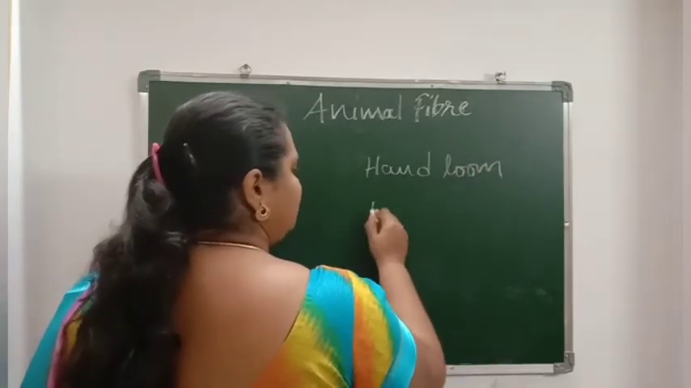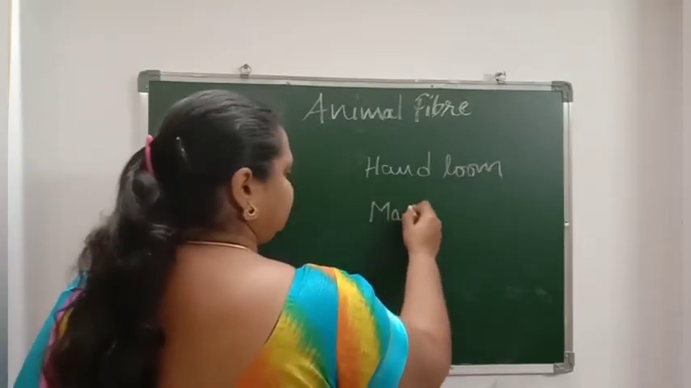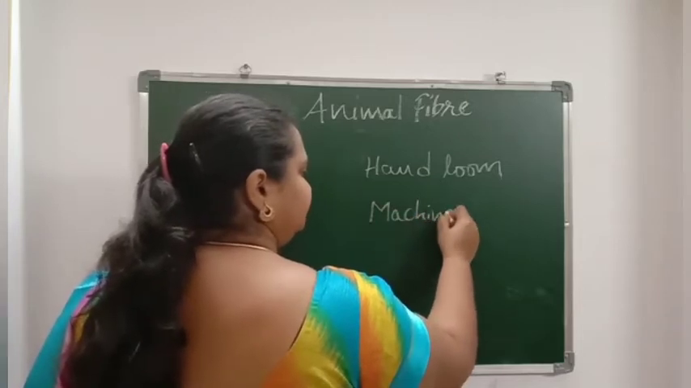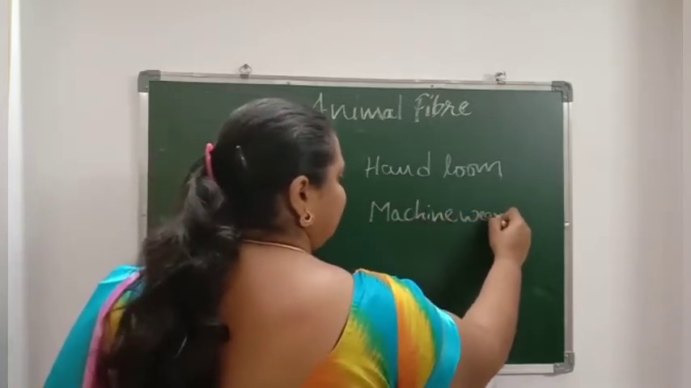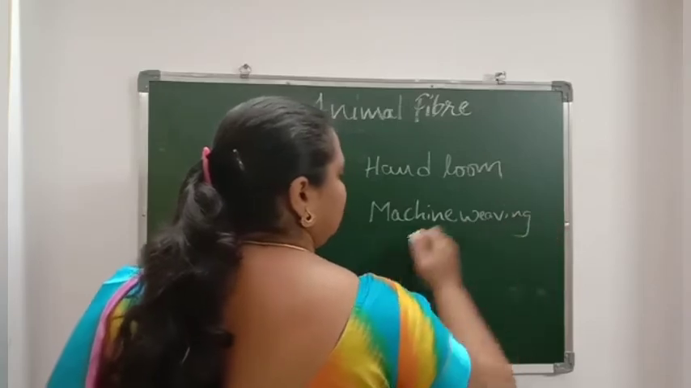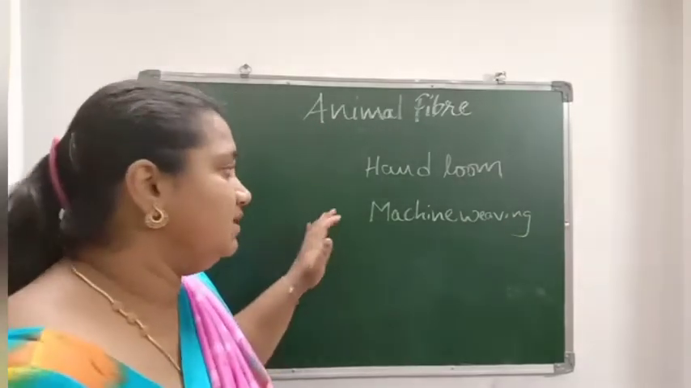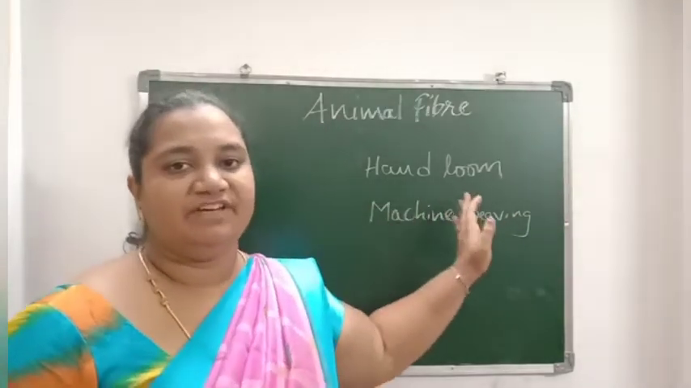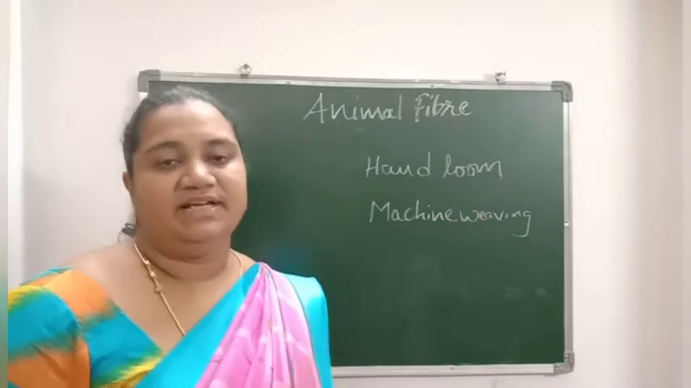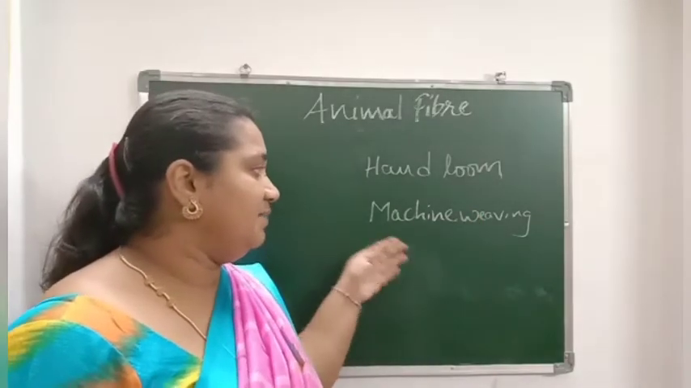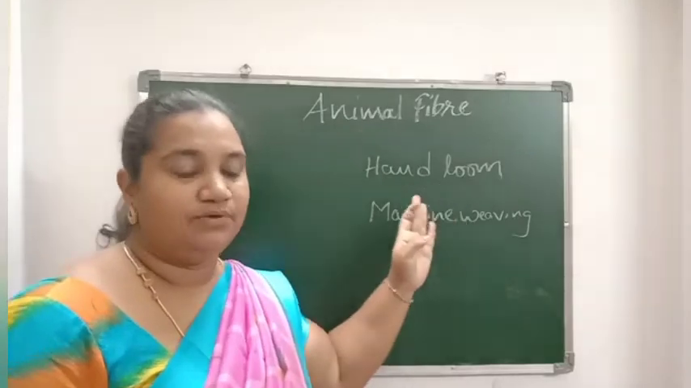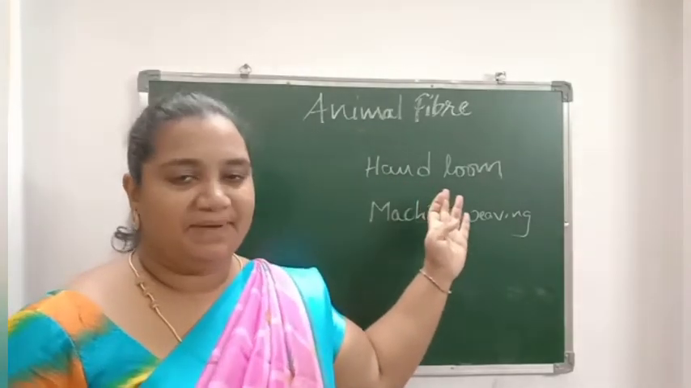Second one is machine weaving. Handloom means they use hands to weave a cloth. I don't know if anybody has watched these handlooms, but I'll show you in the picture.